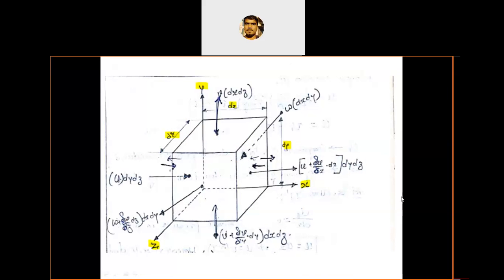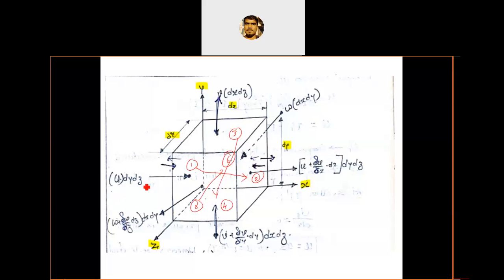So these are the x, y and z directions. Here dx, dy, dz are the thicknesses of the element in the x, y and z directions. And these are the quantities of fluid flowing through each face. One cubic element has 6 faces. So this face is called 1, this face is called 2, this face is called 3, this bottom face is called 4, this front face is called 5, and this back face is called 6. Total 6 faces. Face 1 and face 2 are interrelated in the x direction, faces 4 and 3 are interrelated in the y direction, and 6 and 5 are interrelated in the z direction.